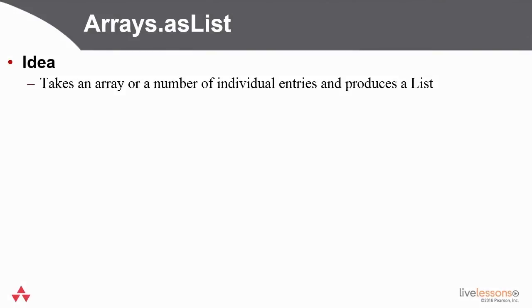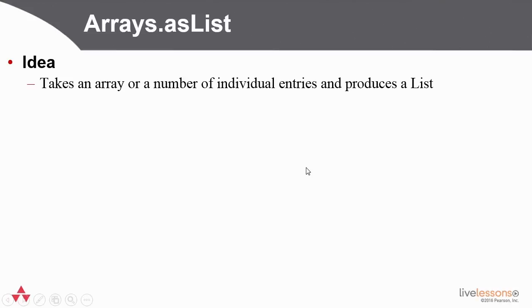Okay, next, the Arrays class. Notice the S at the end. Arrays is just a class that contains a collection of static methods that do useful things that are mostly associated with arrays. One of the most useful ones is Arrays.asList.